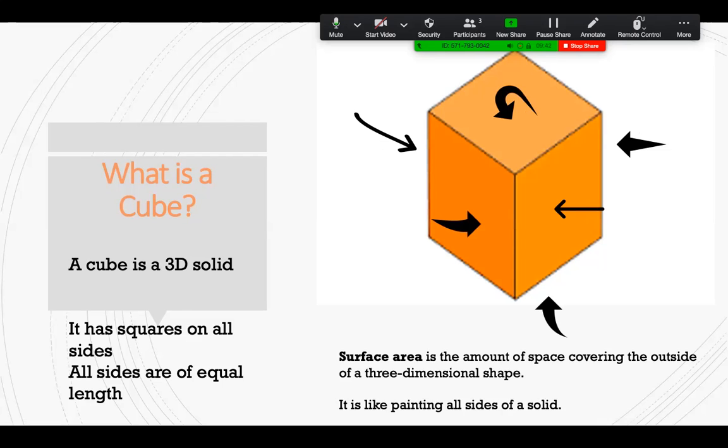Now, when I ask you to find the surface area, I'm actually looking for the amount of space covering the outside of a 3-dimensional shape. Look at this picture, Khalid. Follow with the arrows, okay? What do I have here? One face, right? It is at the top.